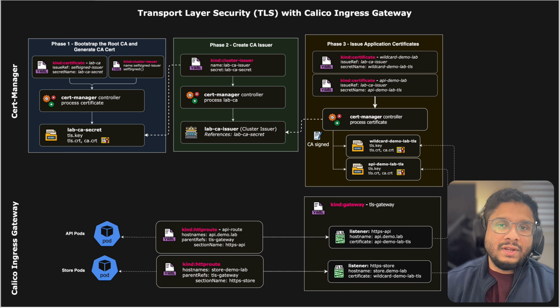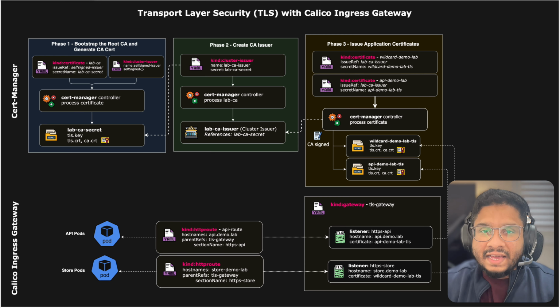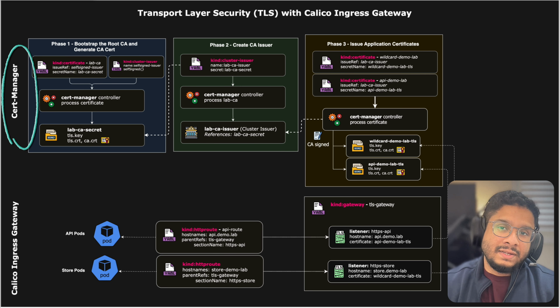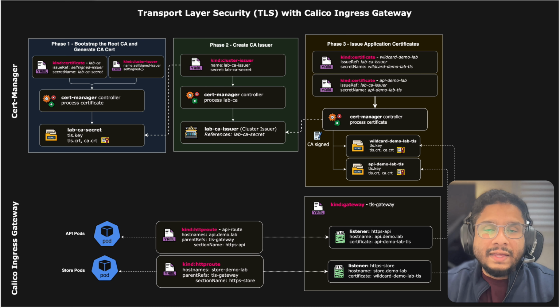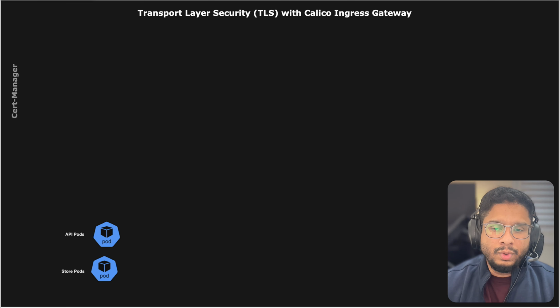Now, in your production environments, you will secure traffic using transport layer security, for which we need a mechanism whereby we can, in an automated manner, generate as well as manage the lifecycle of certificates. So for that, in this lab, we will deploy Cert Manager and then use the certificates generated by Cert Manager for our applications with Calico Ingress Gateway to secure Ingress communication. So let's get started. All right, so in this lab, we have two applications, Store and API, and we will look at exposing these applications using TLS.